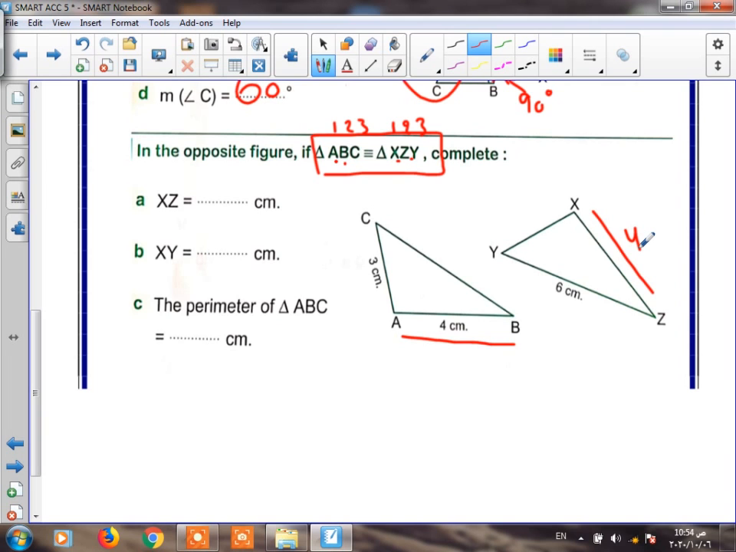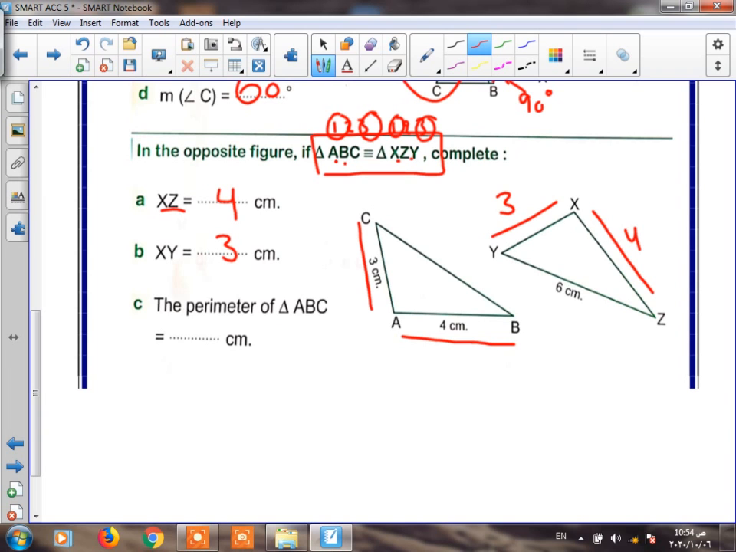So here when you ask about XZ, equal how many centimeters? Equal 4, like AB. XY equal how many centimeters? XY, number 1 and number 3, equal to AC. AC equals what? Equals also 3. So here XY equals 3 centimeters.